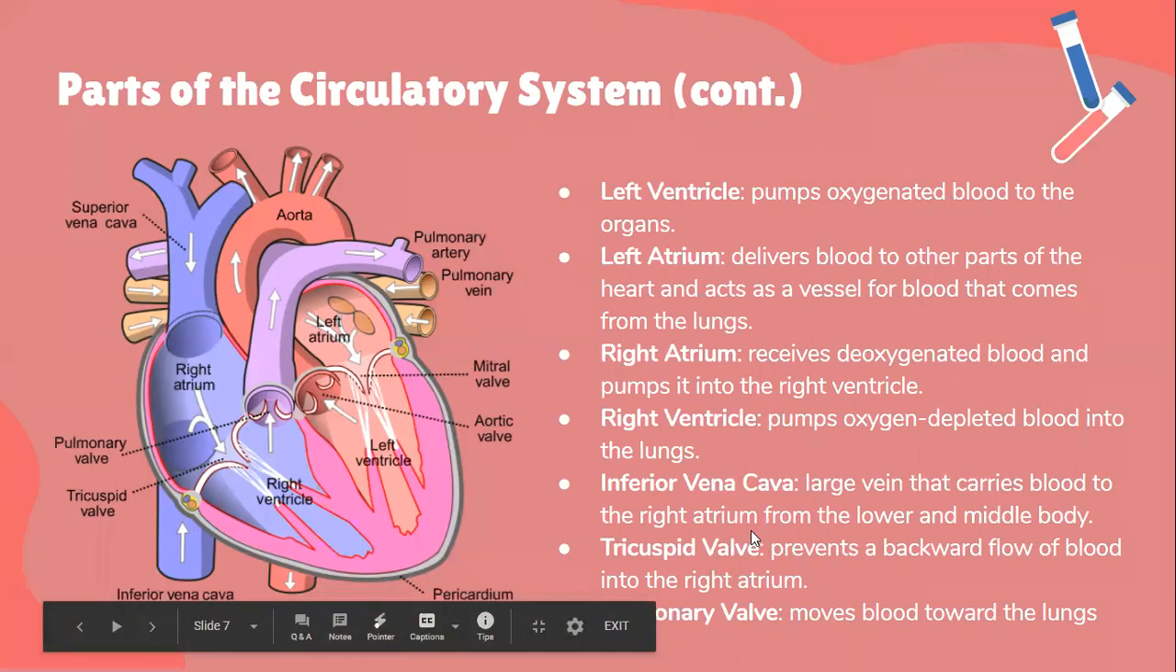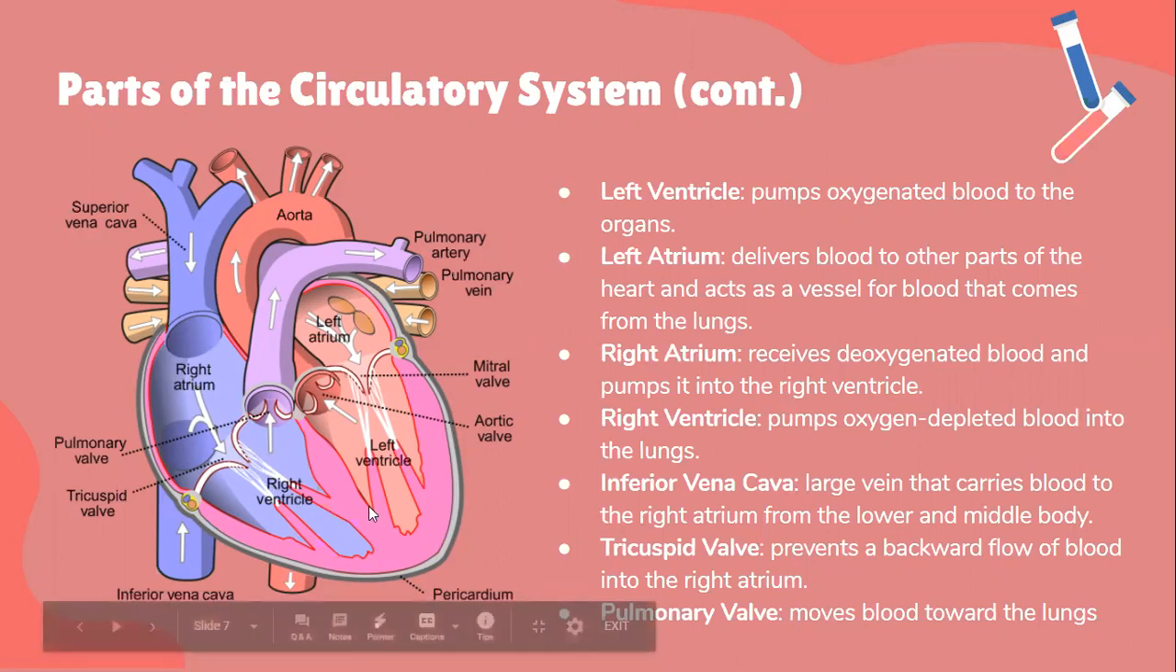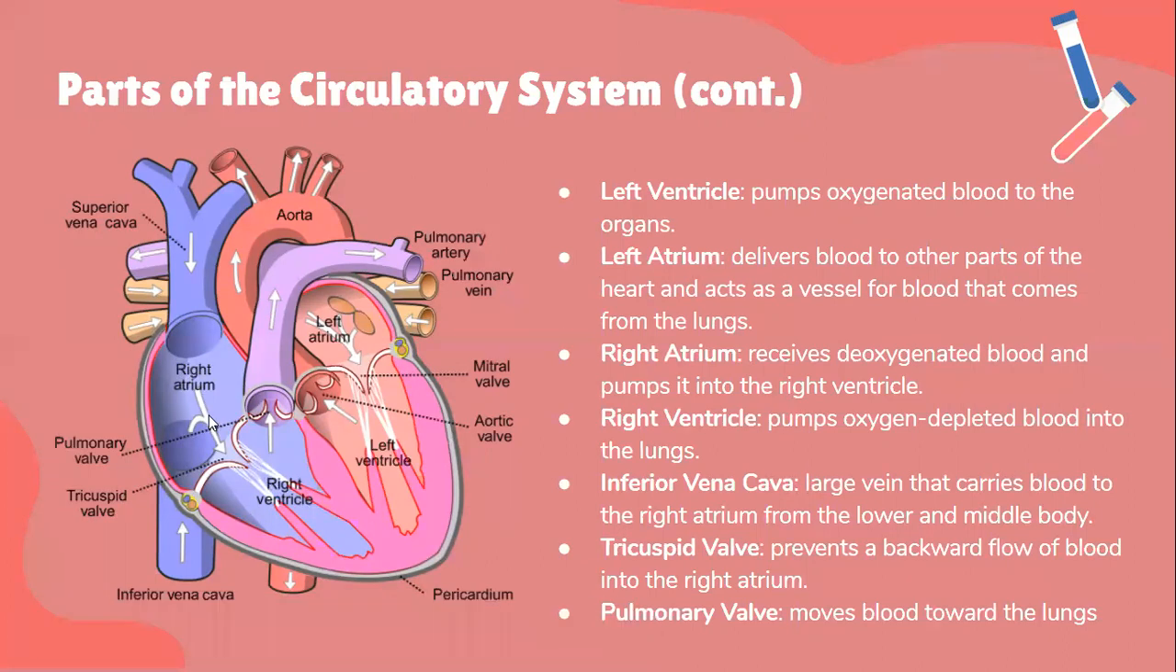The tricuspid valve prevents a backward flow of blood into the right atrium, which is this one. Tricuspid valve is always on the right side, while the mitral valve is always on the left side. And the valves are there to make sure that the blood doesn't go backwards. There's a specific path the blood must take to get all over your body and make it successful. So it's to make sure that the blood doesn't go from the right ventricle back into the right atrium, which would be very bad because it's supposed to go the opposite way. That's what the valves are for.